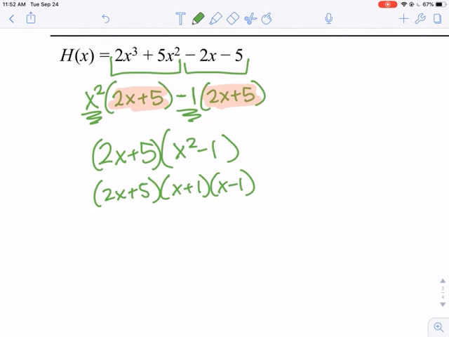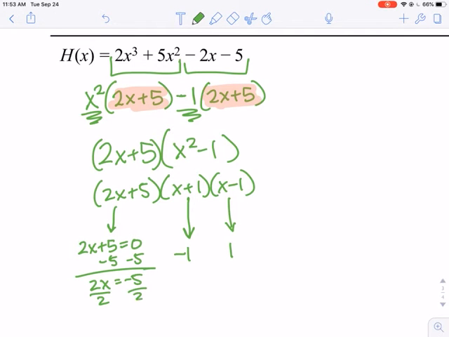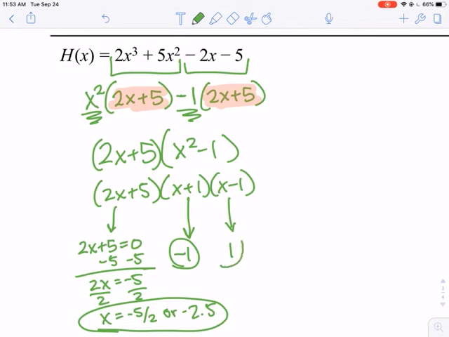Pretty easy to find my solutions. This would be negative 1. This is positive 1. And then this one, if you have a hard time doing that in your head, you could just say, okay, I know it's 2x plus 5 equals 0, minus 5 minus 5, 2x equals negative 5, divide by 2, get x equals negative 5 halves, or negative 2.5. So those are my 3 solutions, which is good because remember I have x to the third.